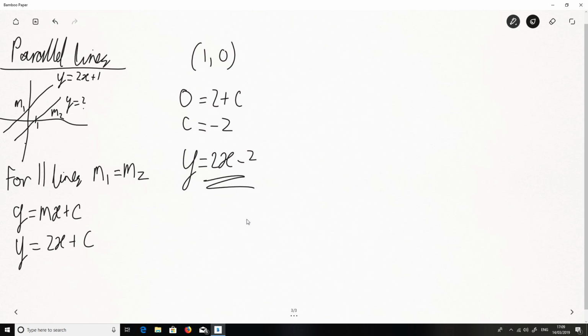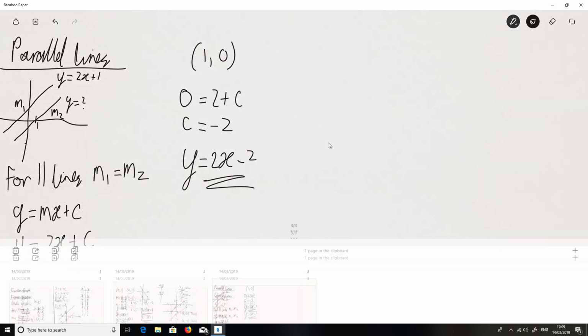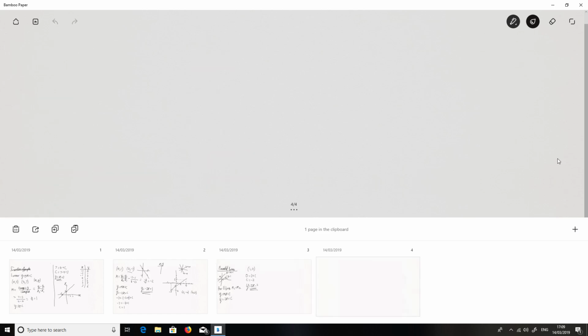And so this method is very quick and easy, and can be used to score you some easy marks in an exam, because you don't even need to do anything to find the gradient. You just know it's going to be the same as the other line they give you, and then just solve for c using a point from the graph. So the final question type I'm going to go through in this video is perpendicular lines.